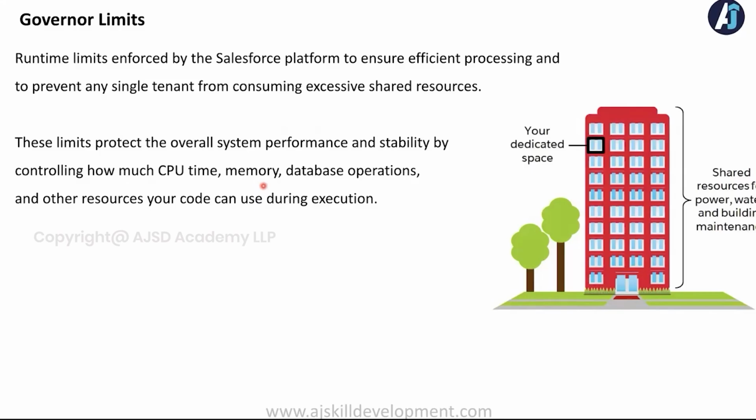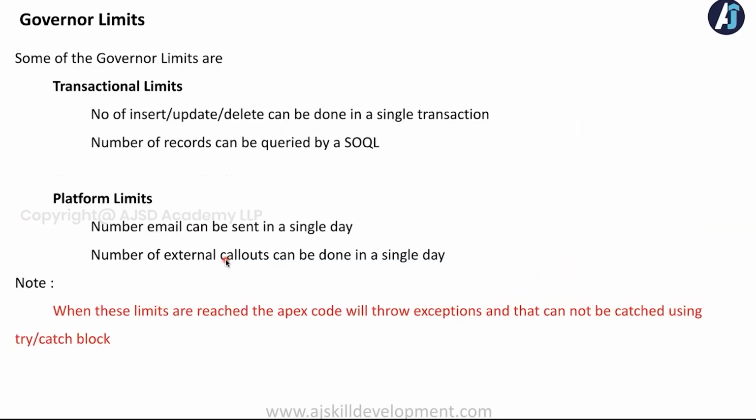Governor limits in Salesforce ensure that each and every organization gets enough CPU time to run its code, enough memory to process the operations, and enough database operations so that the data can be stored, manipulated, and retrieved. All these things are governed by a set of limits, which is generally called governor limits in Salesforce. Governor limits can be classified majorly into two types. One is the transaction limit, and the other is called the platform limit.